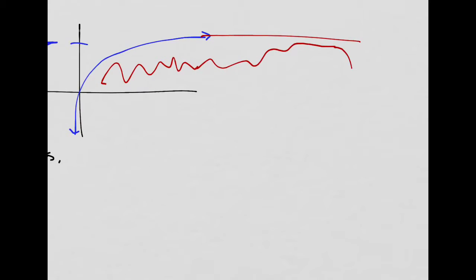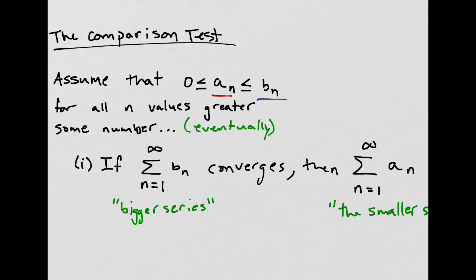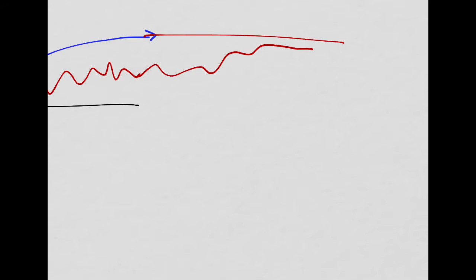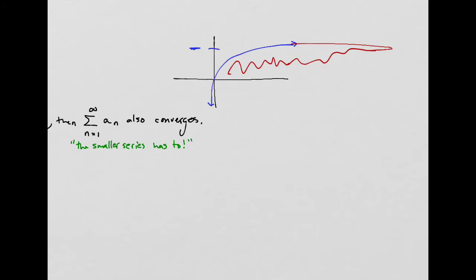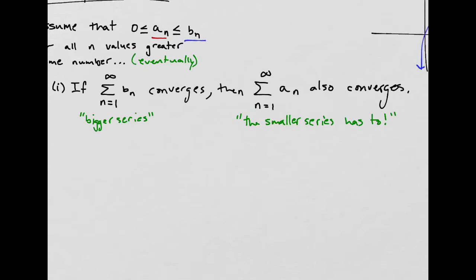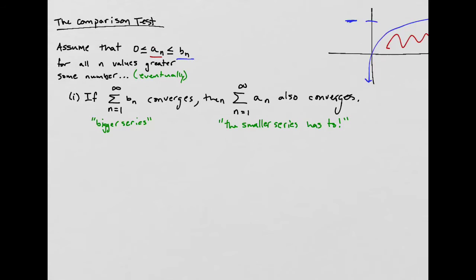I guess it could diverge this way, but we already said that it has to be greater than 0. So actually it can't do that part. Hopefully that makes sense. This one, the bigger series, bounds the smaller series. That's what this first thing is saying. If the bigger one converges, the smaller one is bounded by the bigger one, so it also has to converge.